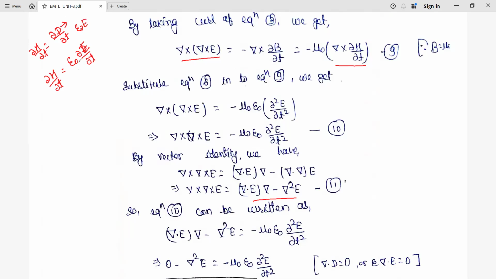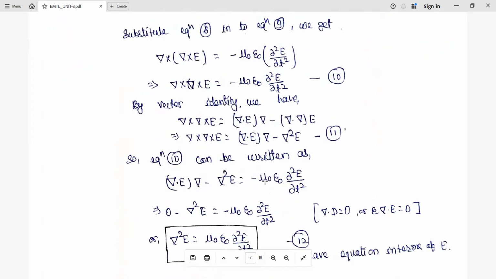So here we have E. This expression can be written properly in this way. That value again we are substituting here, and after applying the identity, we have ∇(∇·E) − ∇²E equal to −μ₀ε₀ ∂²E/∂t². Similar steps we are going to adapt as we did earlier.